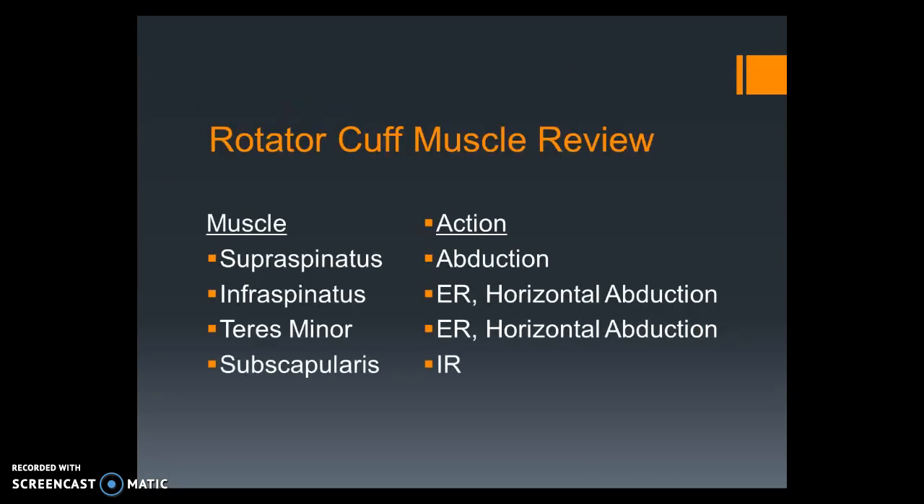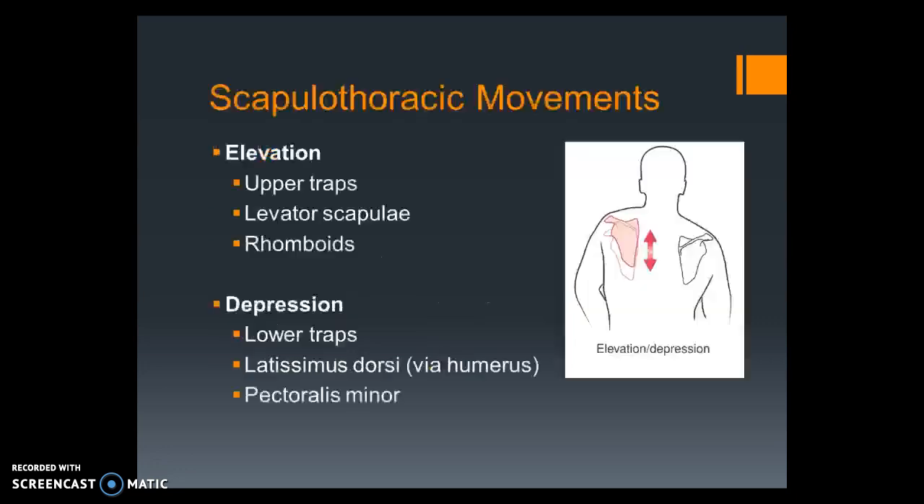Quick rotator cuff muscle review, just the rotator cuff and their action. So the supraspinatus performs abduction, the infraspinatus performs external rotation and horizontal abduction, teres minor performs external rotation and horizontal abduction, and subscapularis performs internal rotation.